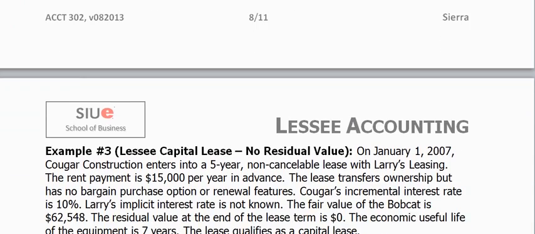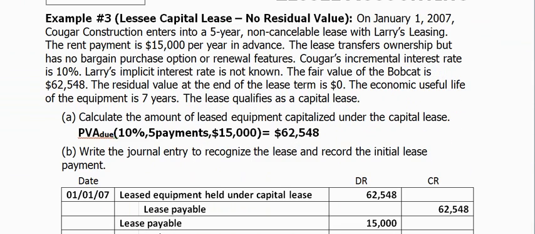Okay? All right, so here we finally get to example 3. And this example 3 is a no residual value example. And actually what I'm going to do here is cut the video for 1 second. This is a good time to take a break. So I'm going to restart this on example 3 for the next video.